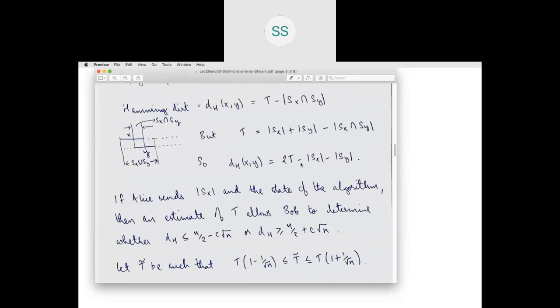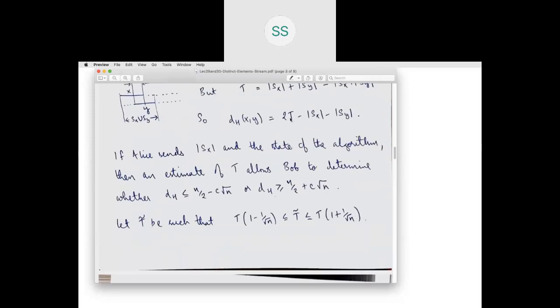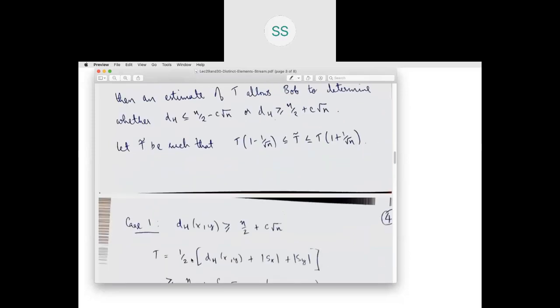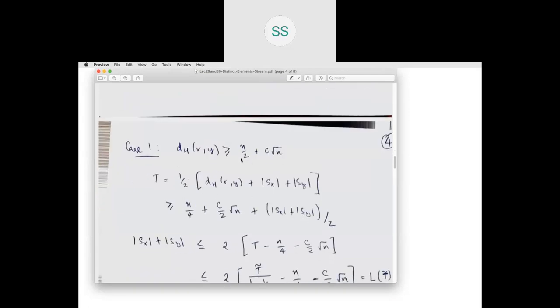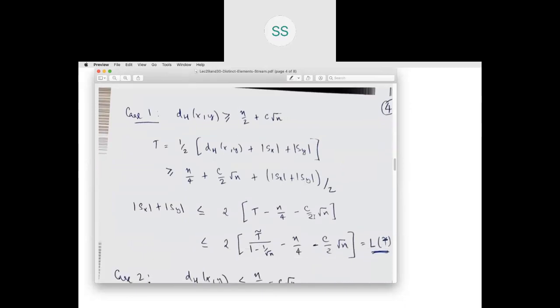The Hamming distance is equal to 2t minus sx minus sy. So which gives us that t is half of the Hamming distance plus size of sx plus size of sy. We know that the Hamming distance is at least this, so we write that, plus size of sx plus size of sy, divided by 2. Right? So now rearranging terms, I get sx plus sy is at most 2 times t minus n by 4 minus c by 2 square root n. Again, same things.